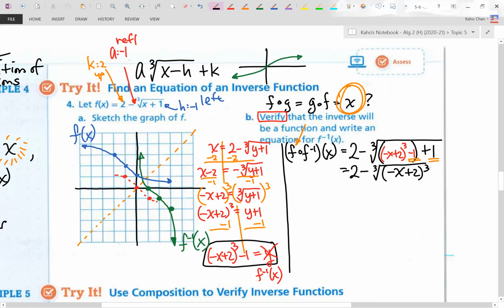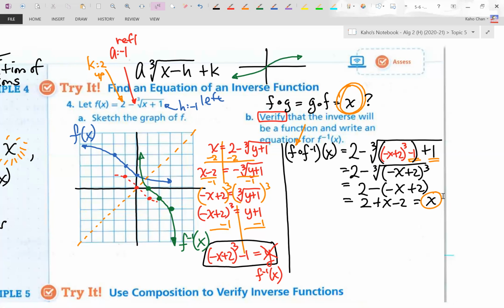The cube root got away. That gives me minus that stuff underneath. Apply the negative sign. That gives me 2 plus x minus 2. And that gives me x. Big sigh of relief. Let's check the other way. We've got to check f inverse of f.